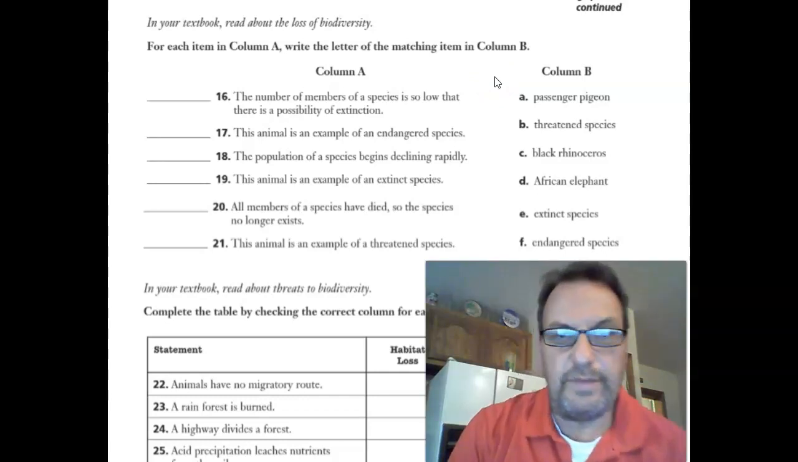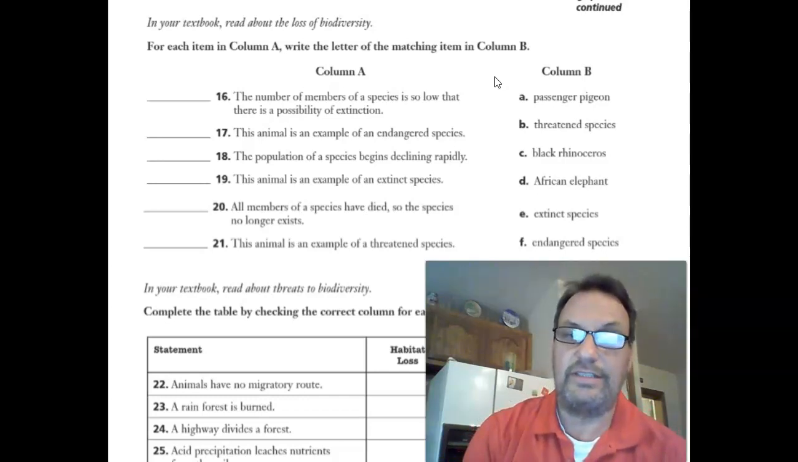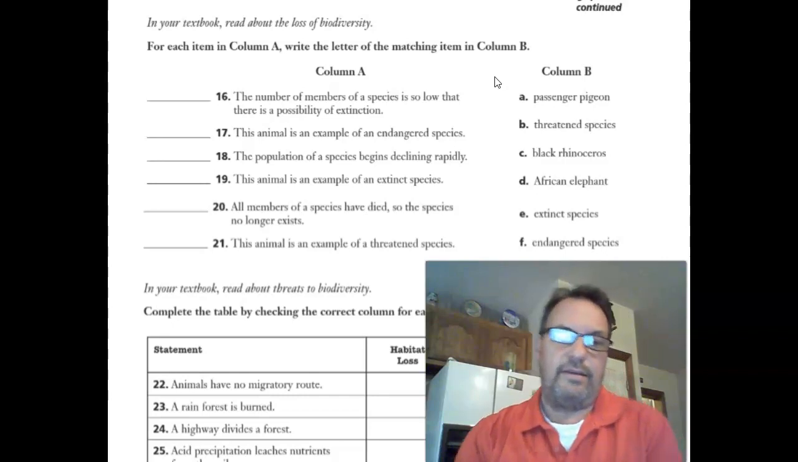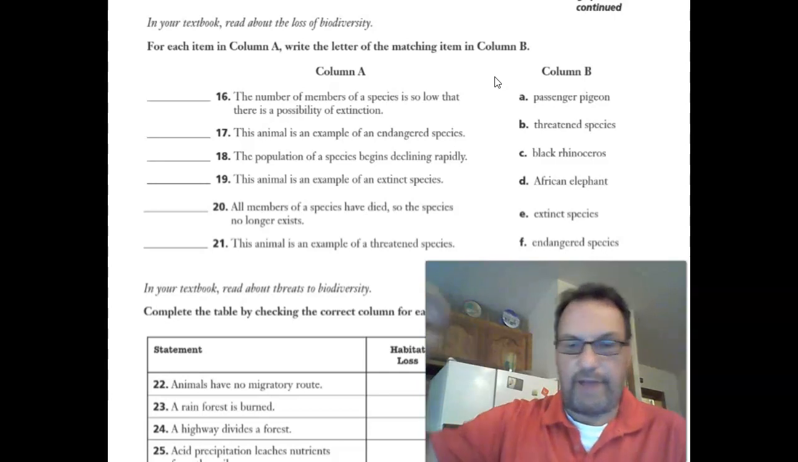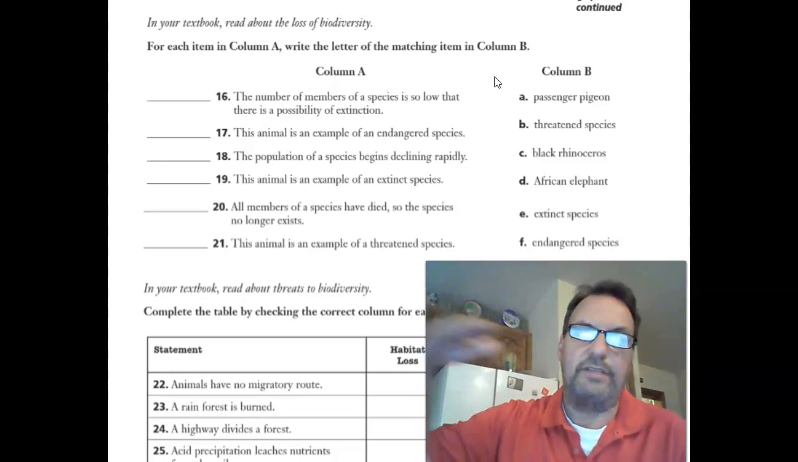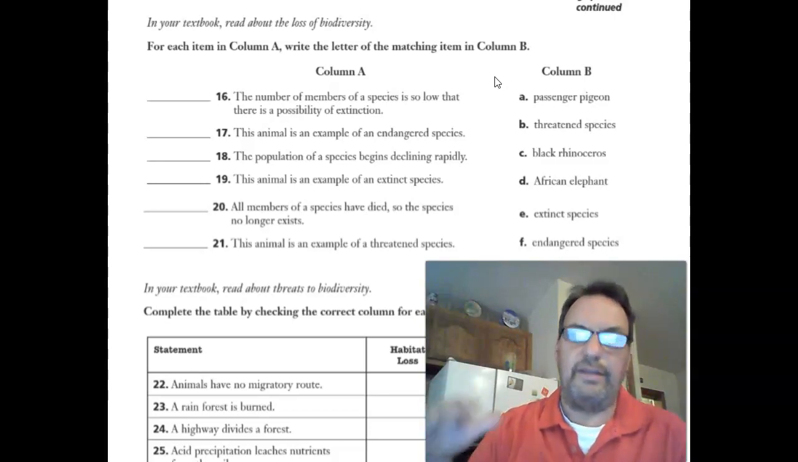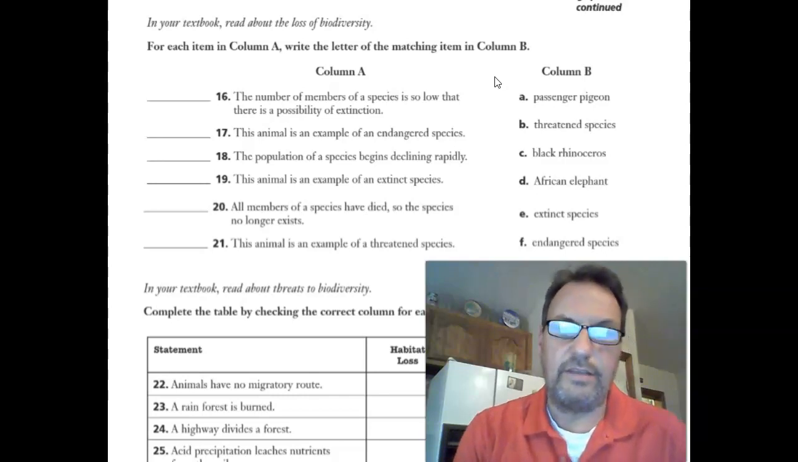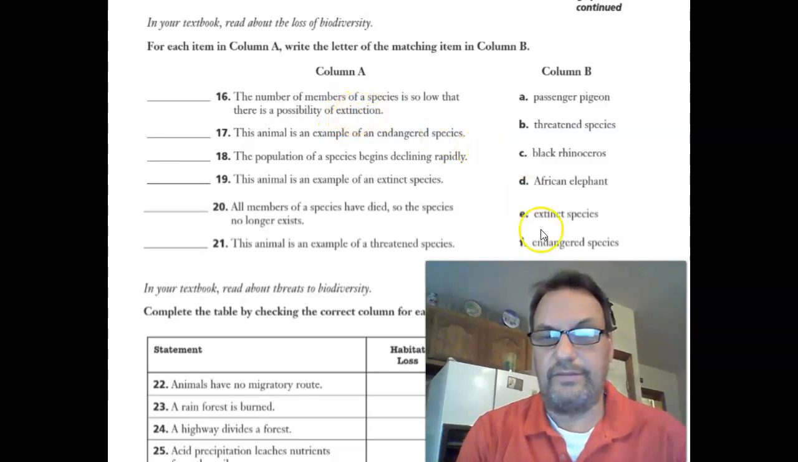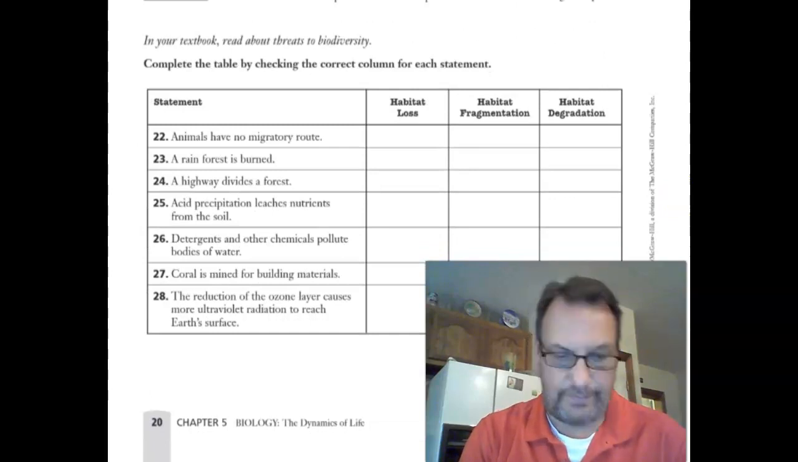Okay, the number of members of a species is so low that there is a possibility of extinction. If we remember, we have thriving, which we haven't talked much about, but a species can be thriving, or it can be threatened, and then it can become endangered, and then it can go extinct. So if it's so low that there's a possibility of extinction, then this is definitely going to be an endangered species. That's F. Sorry.